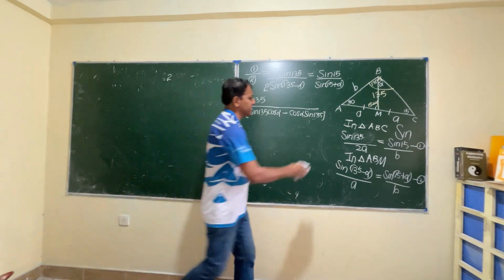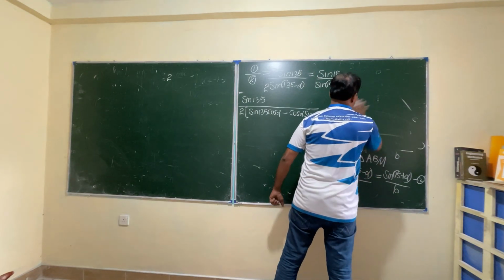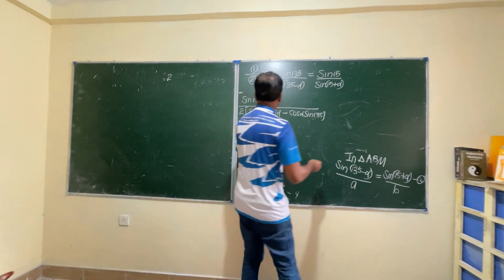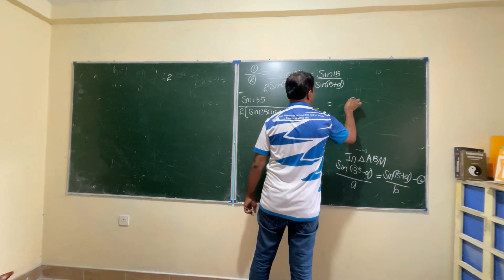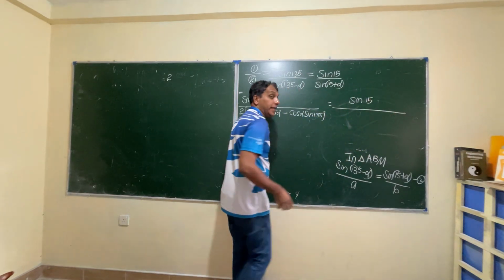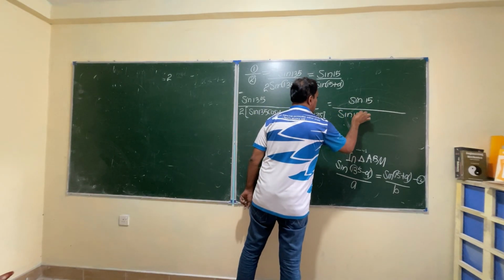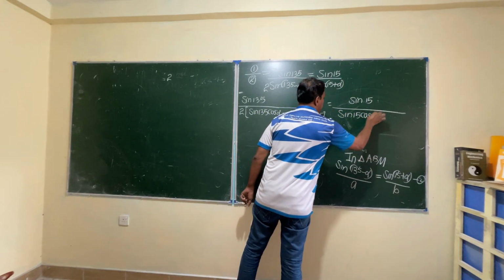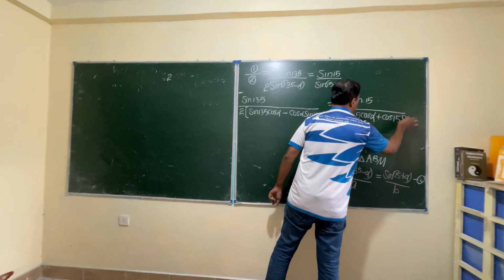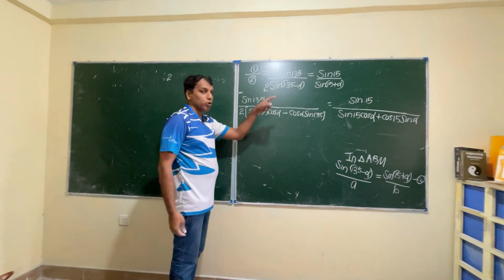On the other side, I'll rewrite this and simplify. Sine 15 over sine a plus b, right? Sine a cos b plus cos a sine b. Okay, right. We can multiply by 2 over there also.